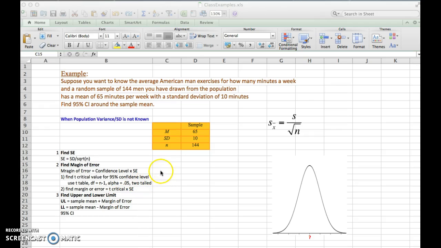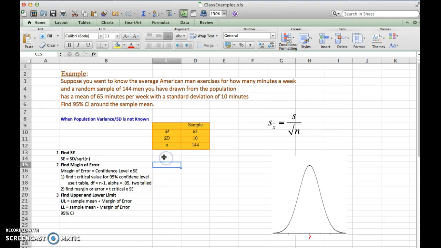So let's first find the standard error, which is the sample standard deviation, 10 minutes, divided by the square root of the sample size, which is 144. And then we get a standard error of 0.83 minutes.